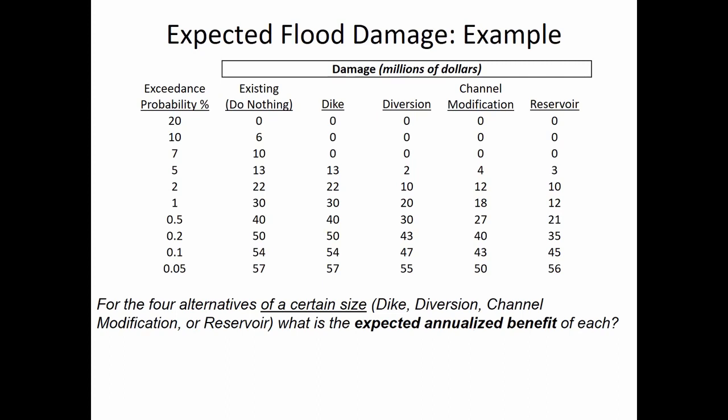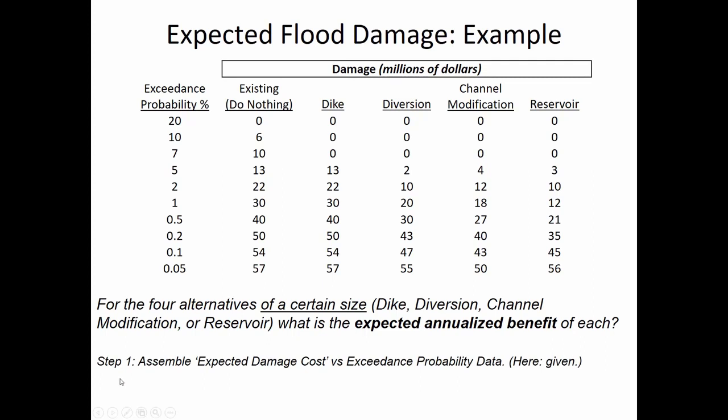So we want to know which one is best. Of these 4 options, which one delivers on an annual basis the most benefit? The first step is to assemble expected damage cost versus exceedance probability data, and that's given to you already. Now in the real world, this is a table you'd need to assemble, and there would be a lot of work going into this, because you'd need to assess how each of these 4 structural measures is performing. You'd need to find out what properties are now going to be protected versus threatened when the dike is in place, the diversion, and so on.